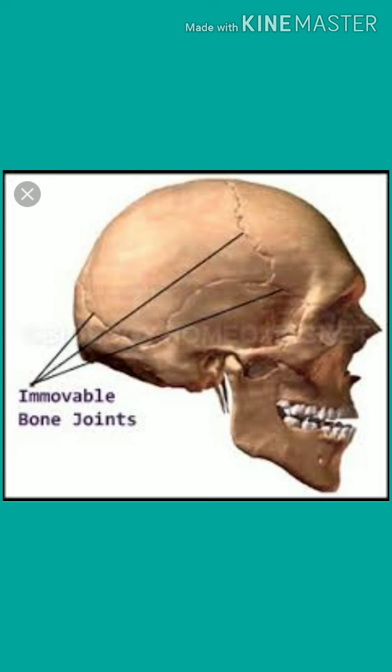A fixed joint, as the name indicates, moves little. Fixed joints have only a small space between them. This space provides a cushion between the bones to tolerate certain blows to the head. You know that in our skull immovable joints are found. The bones are fixed together with immovable joints.